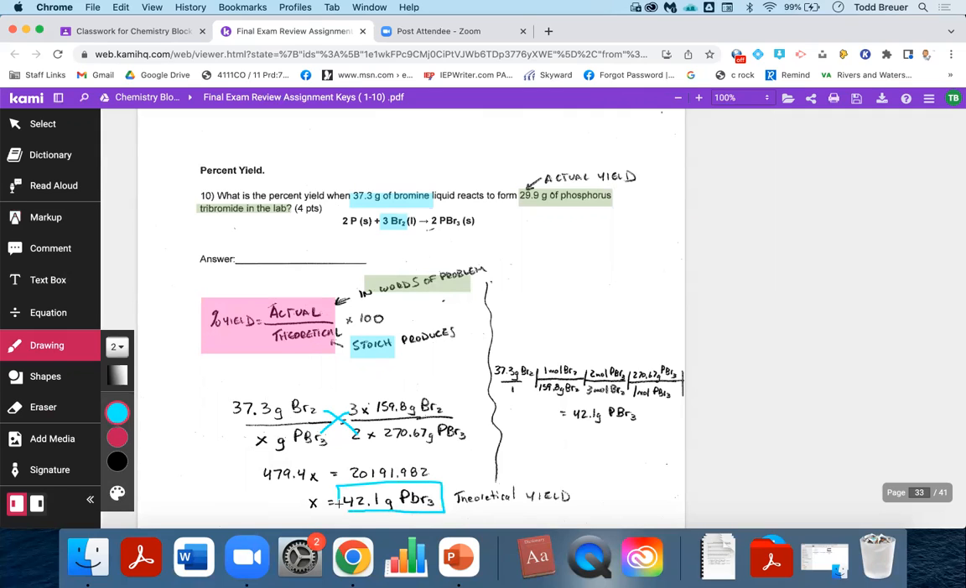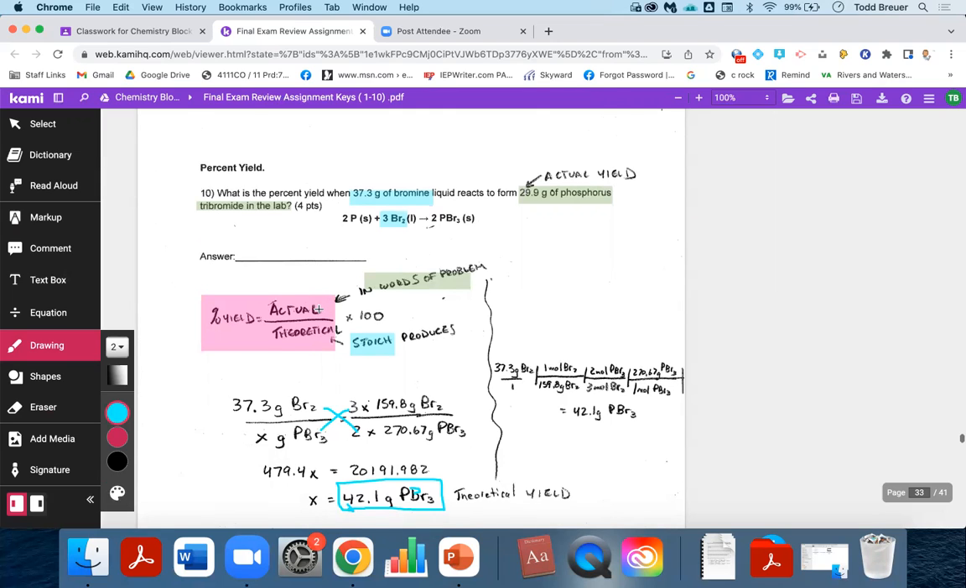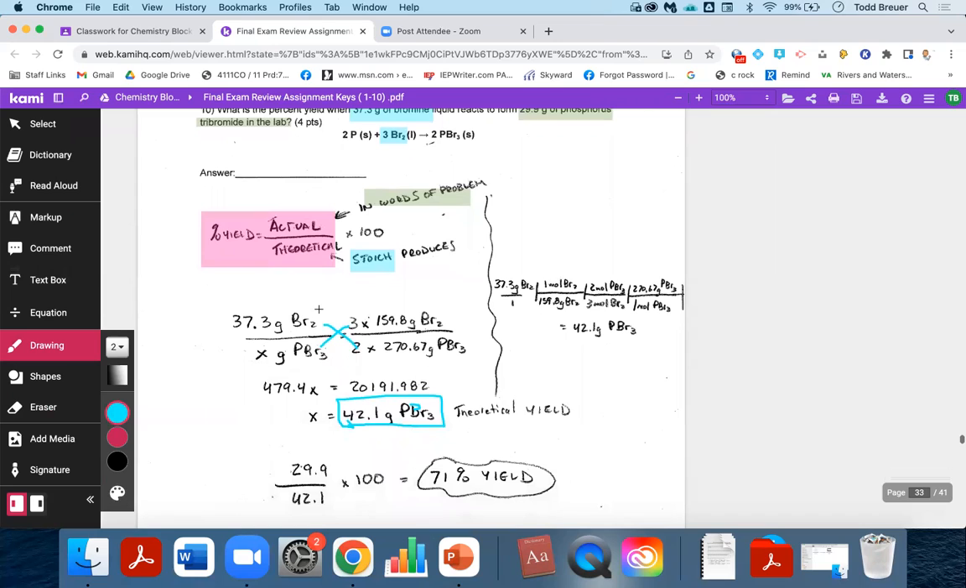The theoretical yield. This is how much PBr3, right, we could make. We could manufacture 42.1 grams from 37.3 grams of bromine. The word said what we got in the lab was only 29. So percent yield is a percentage. What we actually got was 29, right? What we were supposed to get was 42.